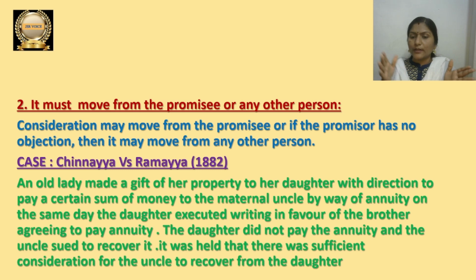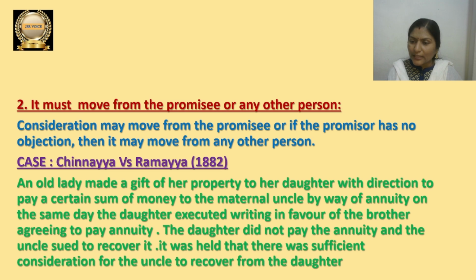So actually the daughter is ready to pay money to the uncle, but in return she is not receiving anything from the uncle. She received property from the mother. She is promising that she will pay the annuity to the uncle, but in return she is not receiving anything from the uncle. Okay, so let us see what happened.